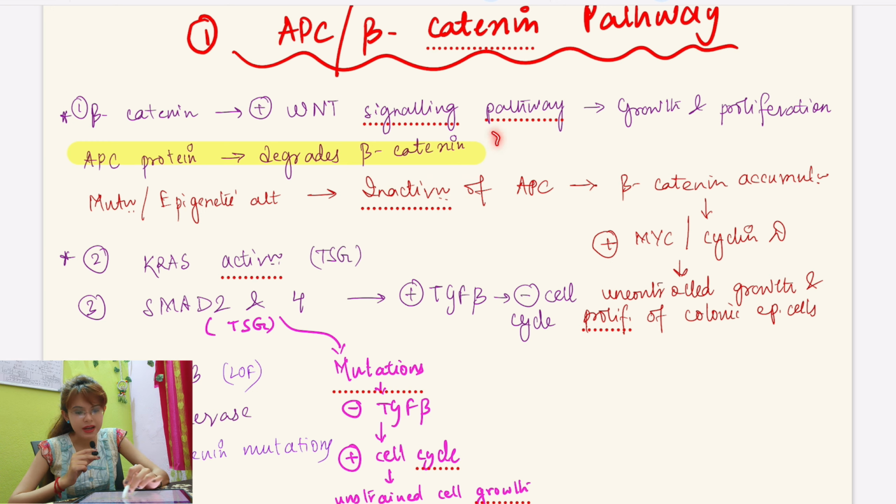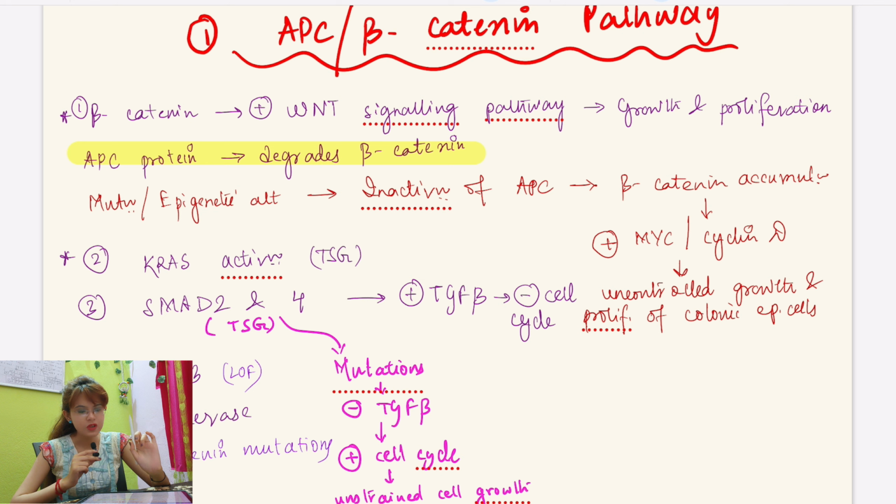Very important. Beta catenin is the culprit, but beta catenin itself is not mutated here. Here the APC gene is mutated, and we know that APC degrades the beta catenin. So if the APC is mutated, the APC protein will not be able to degrade the beta catenin. So the amount of beta catenin will increase, and this will lead to more uncontrolled growth of the colonic epithelial cells. This is how this carcinoma occurs.